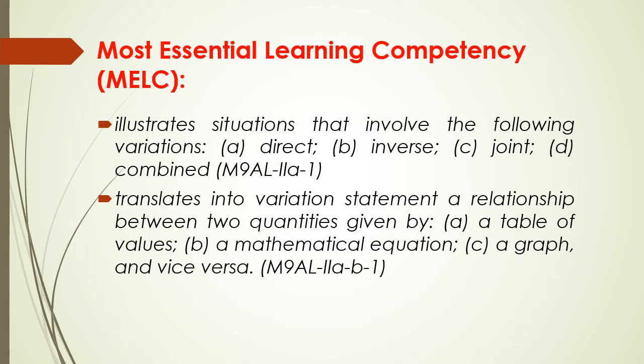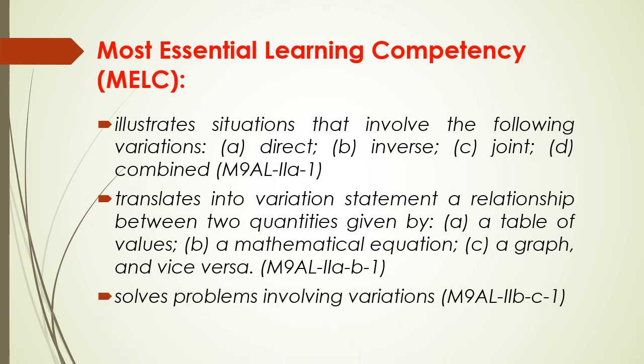So for the most essential learning competency, illustrate a situation that involves the following: variation, direct, inverse, joint, combined variation, translate into variation statement relationship between two quantities given by a table, values, mathematical equation, graph, and vice versa. Solve problem involving variation.